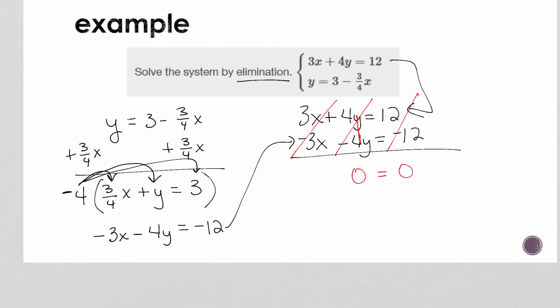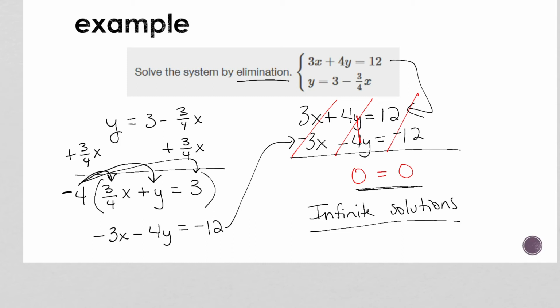Is that a true statement? Does 0 equal 0? And in this case, well, in all cases, 0 does equal 0. And so this would be one of those situations where we would have an infinite number of solutions. Okay, anytime you're left with something that does make sense, 0 does equal 0, then you have infinite solutions.